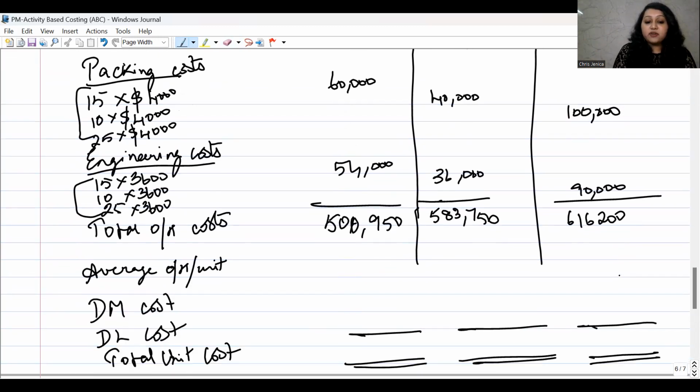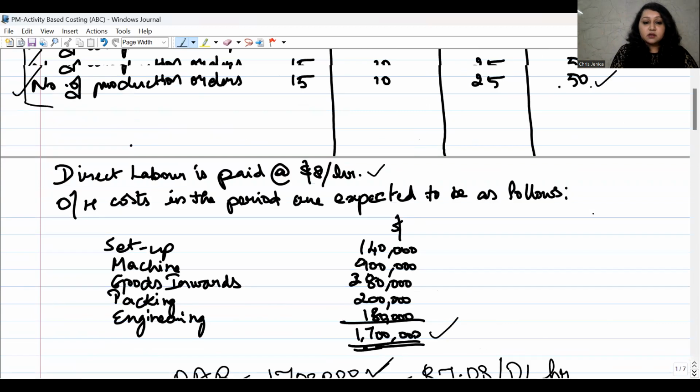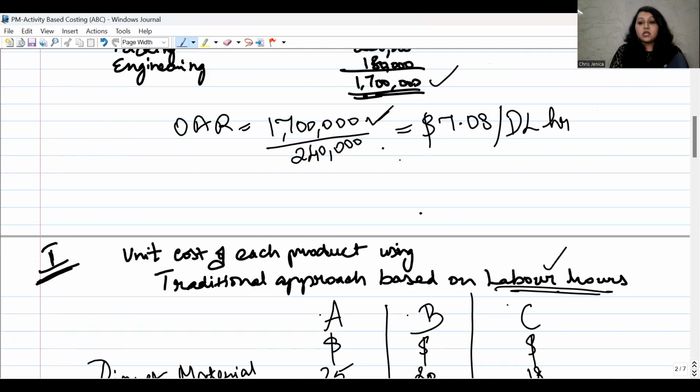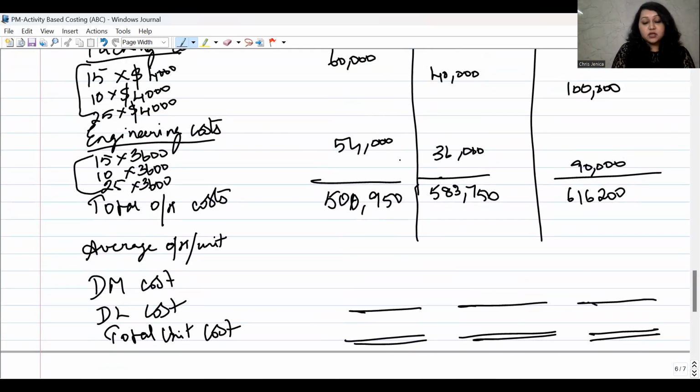Now let's find out the average overhead per unit. So now what is the total overhead cost here? It's going to be 500,950 and 583,750 and 616,200 for product A, B and C. Now what were the number of units that we had produced and sold? It was 40,000, 25,000, and 10,000, right? Now we have to find out average cost per unit, average overhead per unit. So far, we are calculating only the overheads. We are not taking our direct material cost or direct labor cost.